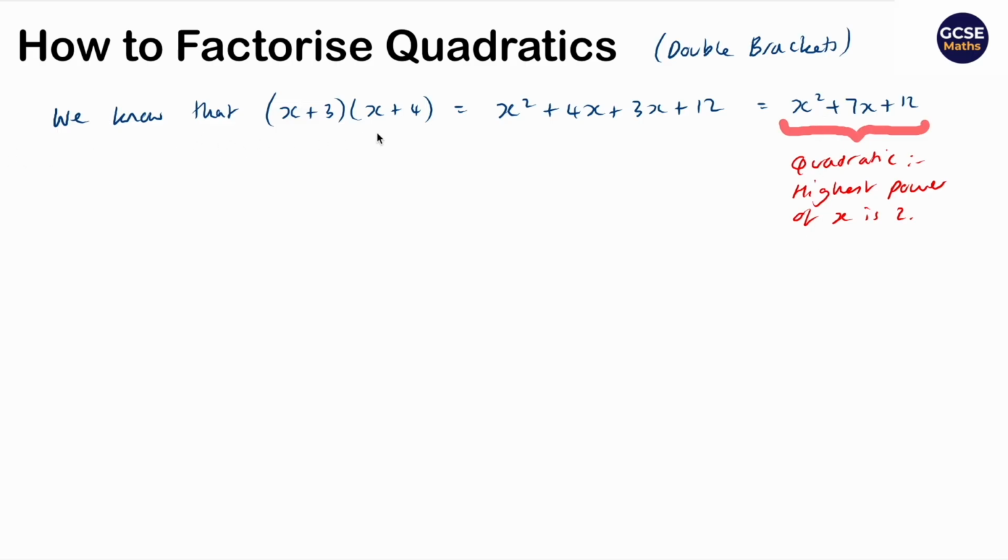We know if we expanded x plus 3 multiplied by x plus 4, we would get x squared plus 4x plus 3x plus 12. And if we simplify that by collecting those two terms, we would get x squared plus 7x plus 12. So that's a quick recap of expanding the brackets. However, now what we want to look at is putting back into the brackets.